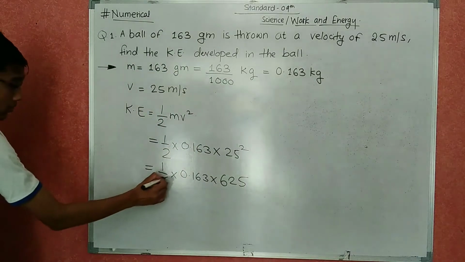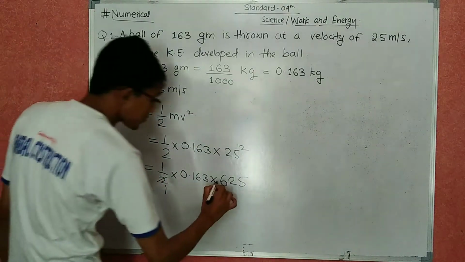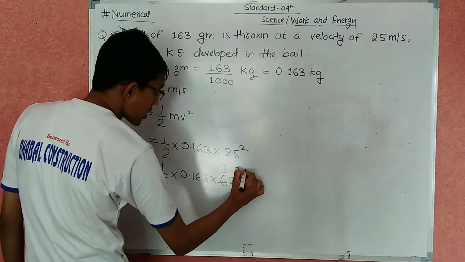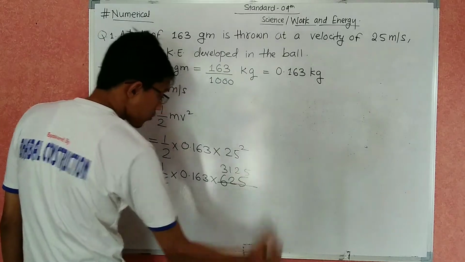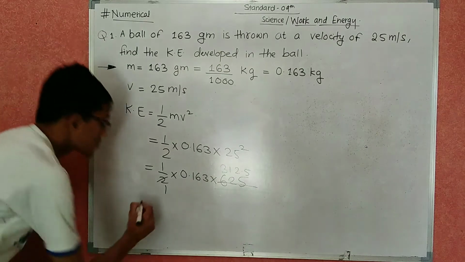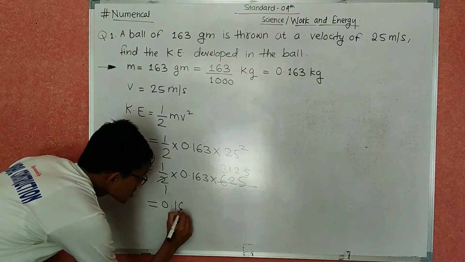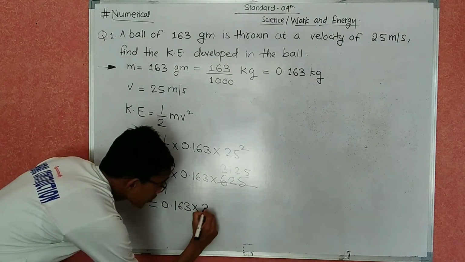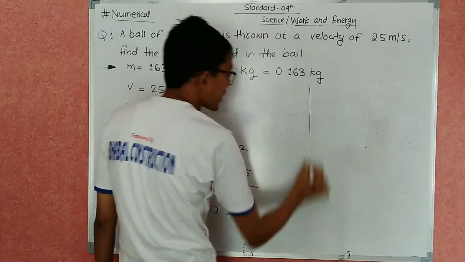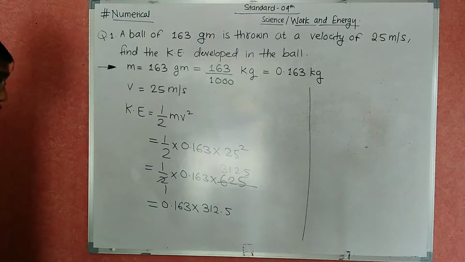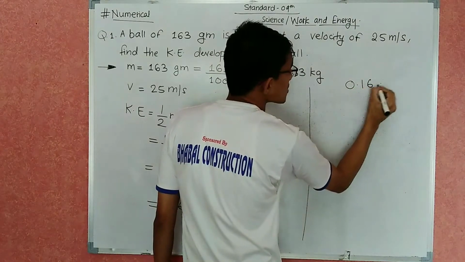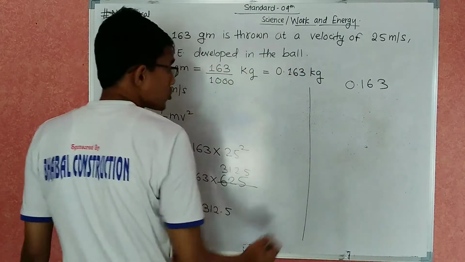Then 2 ones are 2, 2 threes are 6, 2 ones are 2, 2 twos are 4, and 2 fives are 10. So we get 312.5. So 0.163 into 312.5. So it can be found as, what we can do, you can take 0.163 into 312.5.